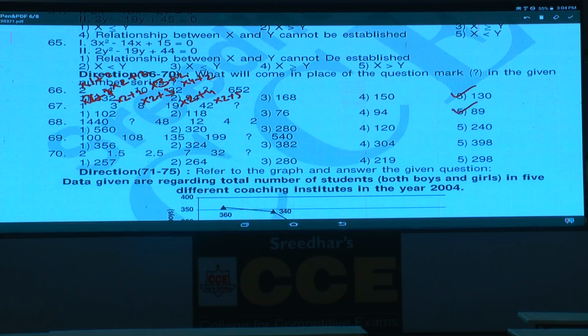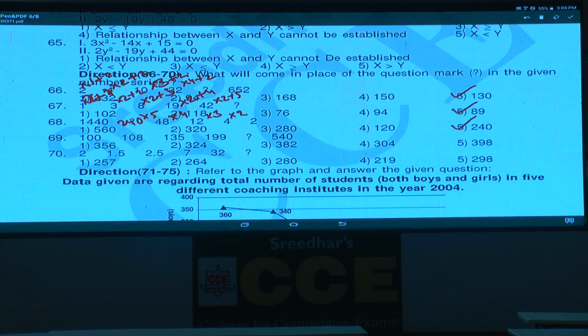Then question number 68. If you observe here, the numbers are in decreasing order. Whenever the numbers are in decreasing order, we should always move in the reverse order. Now 2 and 4, 2 into 2 is 4, 4 into 3 is 12, 12 into 4 is 48, into 5, 48 into 5, 240. And it is again given in choice 5.